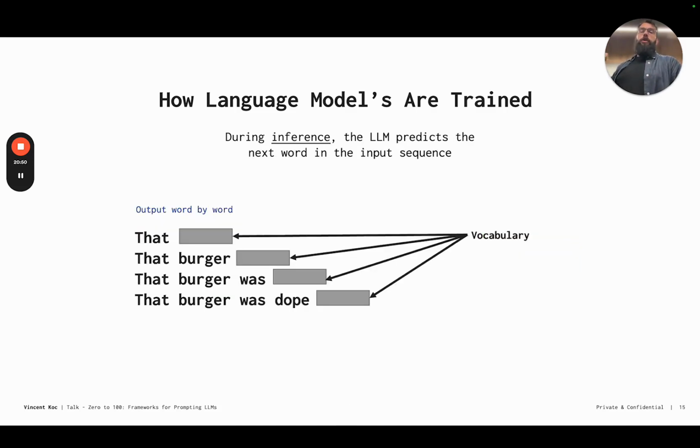So essentially it goes with that, then it predicts burger, then it predicts word, then it predicts dope, and it has this vocabulary. And the vocabulary can be literally every word in the dictionary, words, letters, numbers, symbols. If it's multilingual, it might have Japanese characters and some Chinese characters and things like that, but it has that within its context.